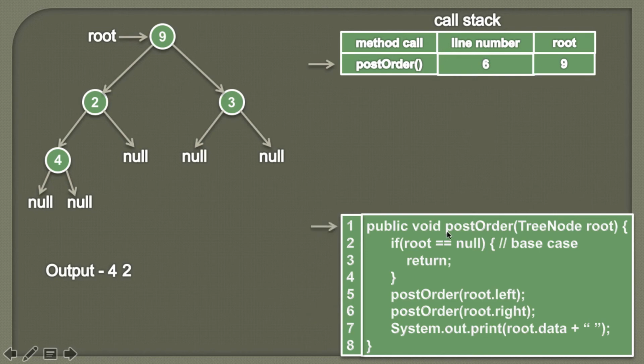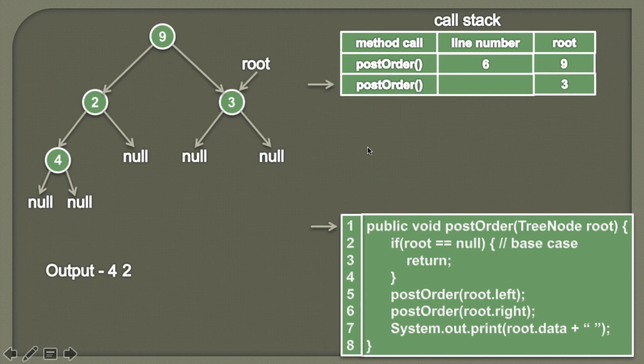So now point of execution again starts post order method, and this time with the root as 3. So now root is pointing to the node 3, and we also know that there will be one more method on the call stack with the root as 3. So friends, now let's start the execution of this post order method with the root as 3. In the first step, we will check whether root is equal to null or not. So currently root is pointing to node 3, therefore it's not null. And at the line number 5, we will again call post order method, and this time we are passing root's left, which is nothing but the null value.